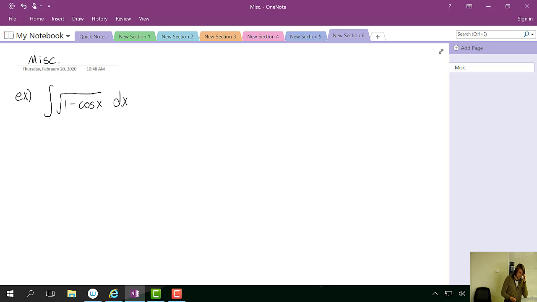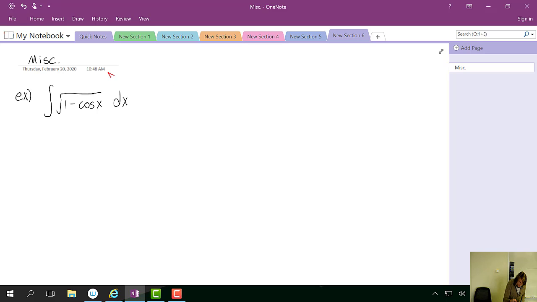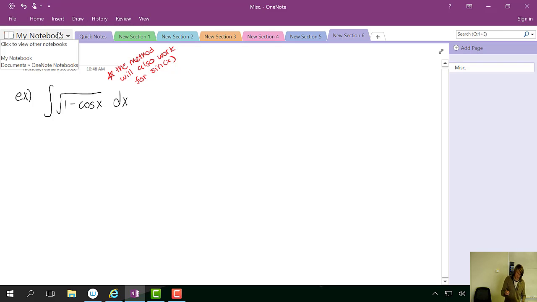And before we start, I'm just going to make a note that the method will also work for sine of x. Okay, so is anyone familiar with this one? Do we know how we get started?